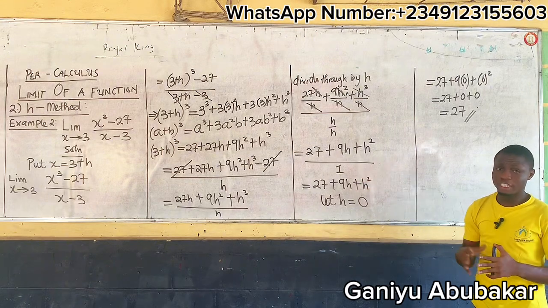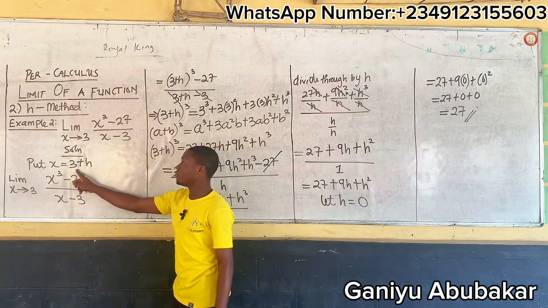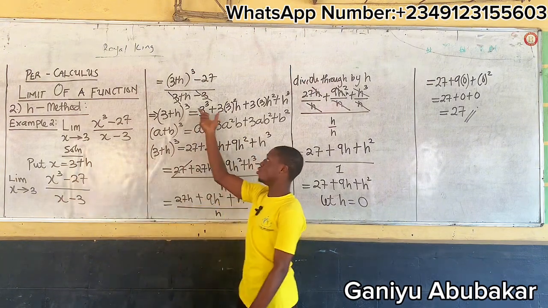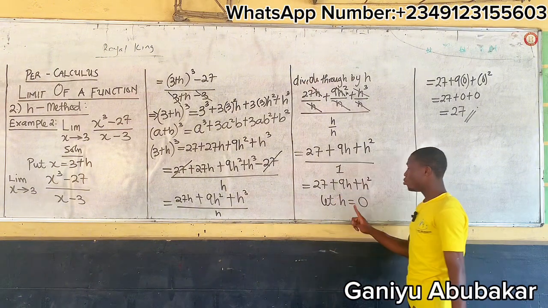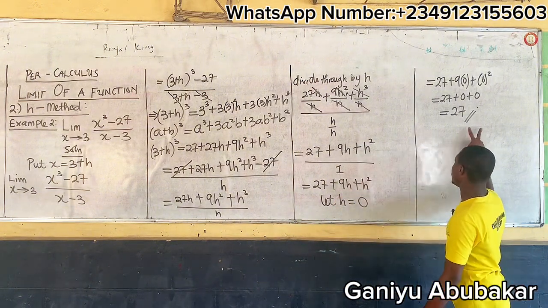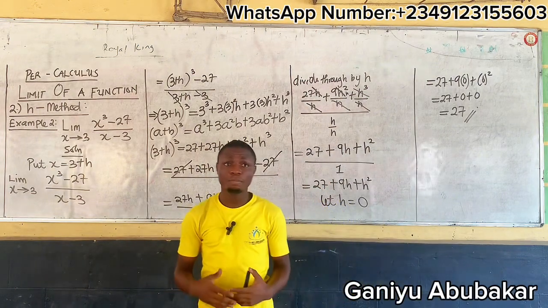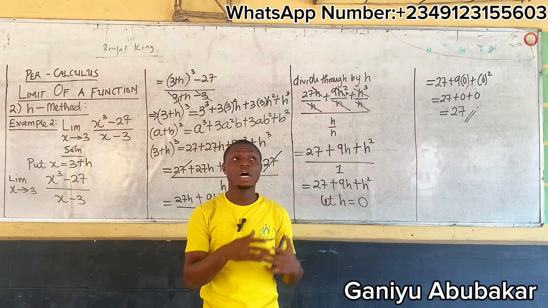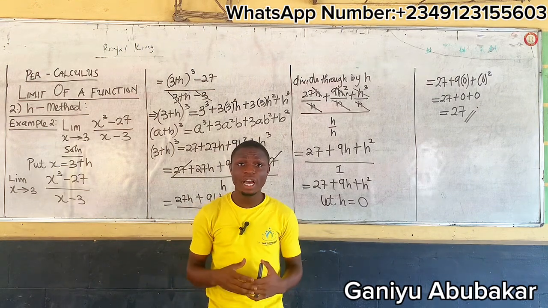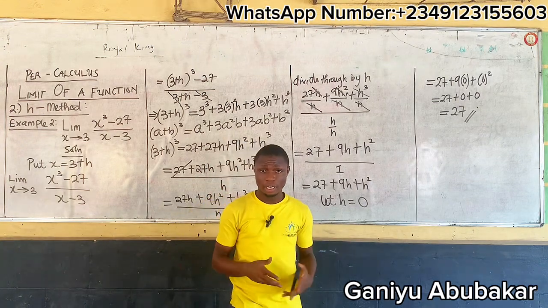So the idea behind the h method is that you substitute the value, add h to the given variable, put it in the function, break it down as far as you can, divide through by h, and then put h at 0. So I have 27. So this is how to evaluate problems under the h method. Let's look at the third method, called limit at infinity, and let's see how we can evaluate questions at infinity.